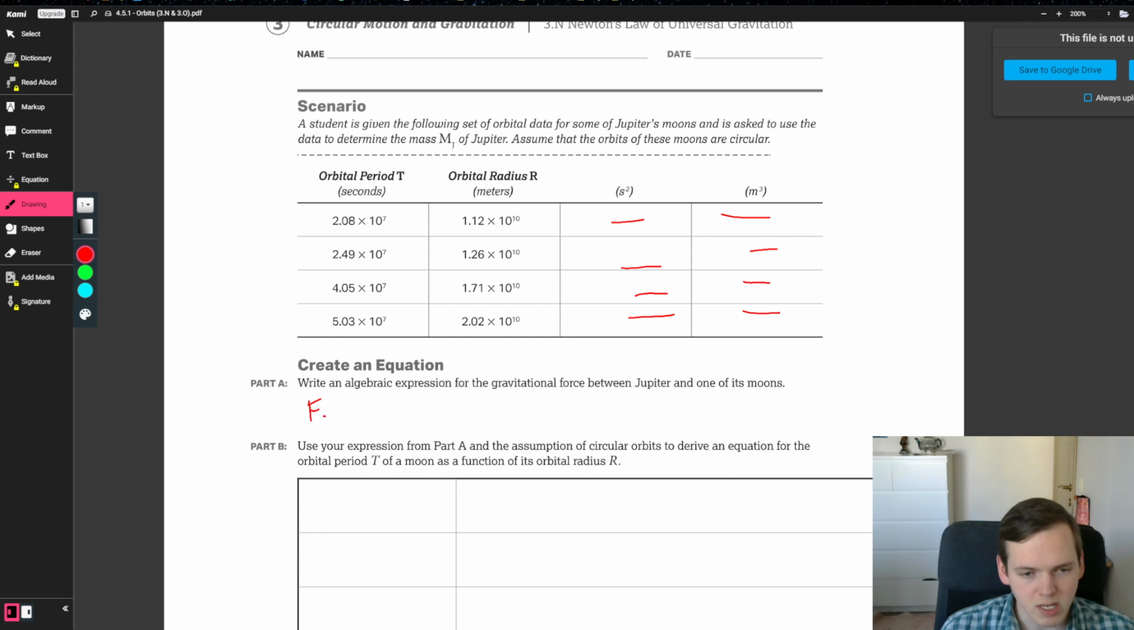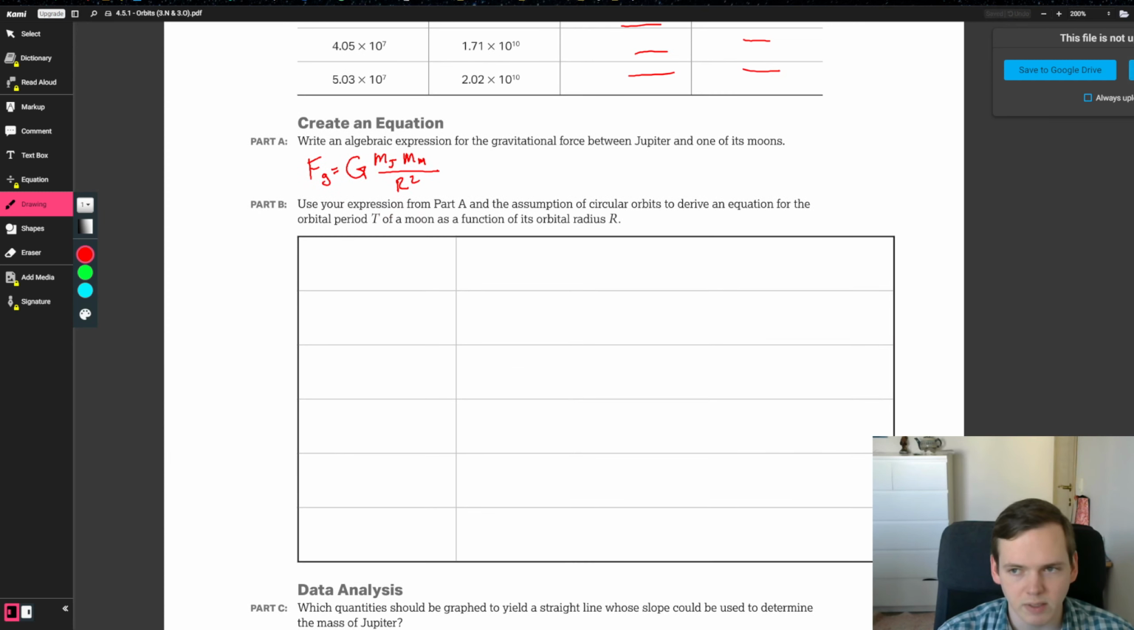So part A says write an algebraic expression for the gravitational force between Jupiter and its moons. This is just our standard universal gravitational constant. So Fg equals G times the mass of, we'll say, Jupiter times the mass of the moon divided by the radius squared, which, again, orbital radius is right here, so we'll put that in as a capital R. So simple, just the universal law of gravitation.